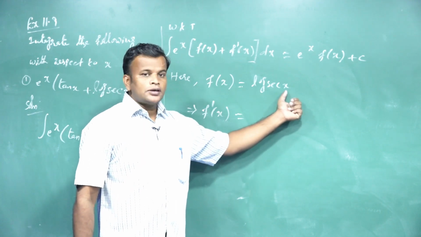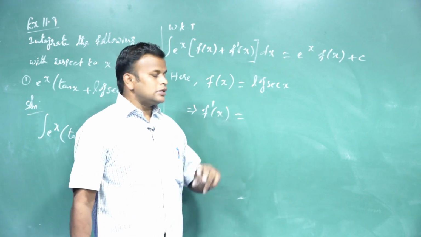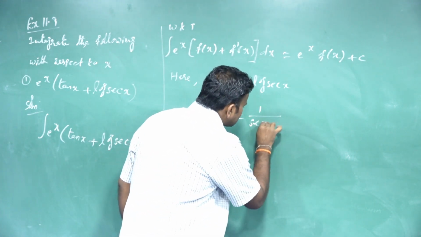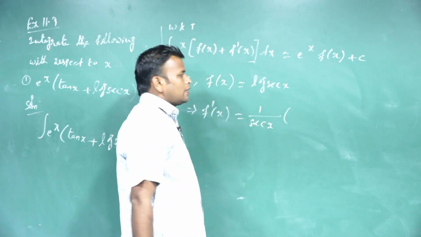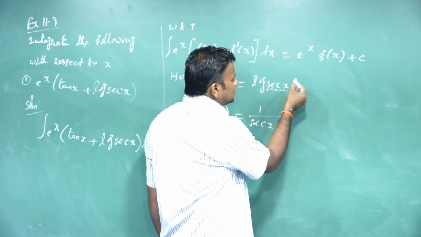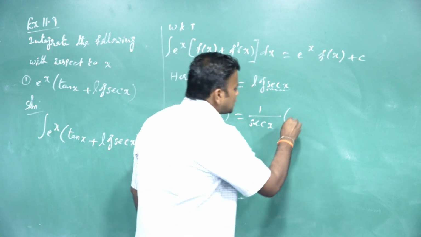Log, one variable is there. First of all, log x differentiation is 1 by x. So log secant x differentiation is 1 by secant x. Okay. But it is a composite function. Again, secant x is there. The differentiation of secant x is secant x tan x.